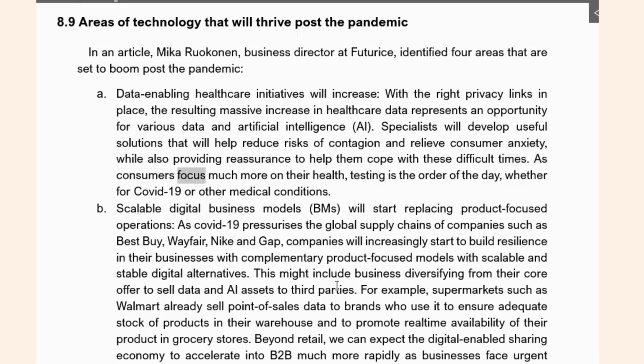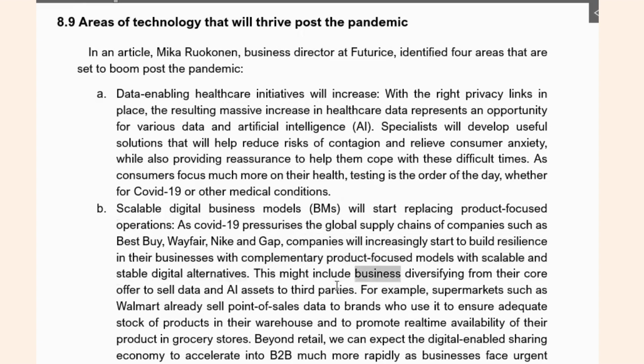As consumers focus much more on their health, testing is the order of the day, whether for COVID-19 or other medical conditions. Scalable digital business models, BMs, will start replacing product-focused operations, as COVID-19 pressurizes the global supply chains of companies such as Best Buy, Wayfair, Nike and Gap. Companies will increasingly start to build resilience in their businesses with complementary product-focused models with scalable and stable digital alternatives.